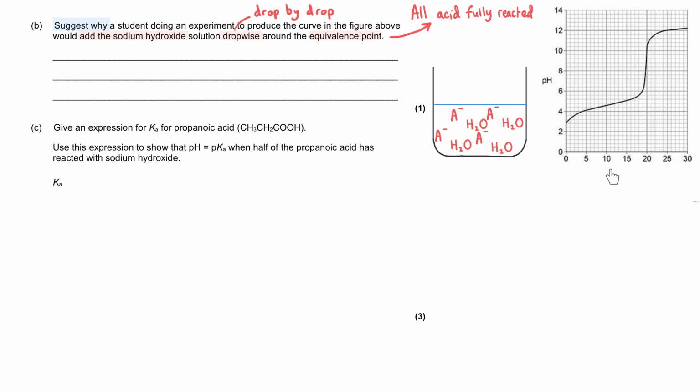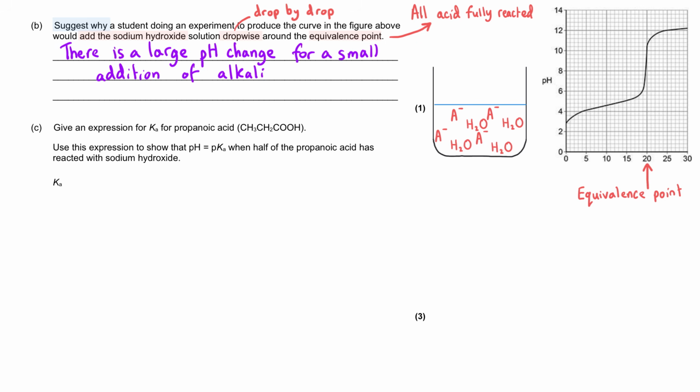And looking at the equivalence point from this pH curve, we can see that it's around about 20 cm cubed, perhaps just under. And so at this point of the graph, there is a large change of pH, even though only a small portion of alkali has been added. And so we must add this alkali drop by drop to capture enough information to plot an accurate curve with the correct steep gradient at the equivalence point.